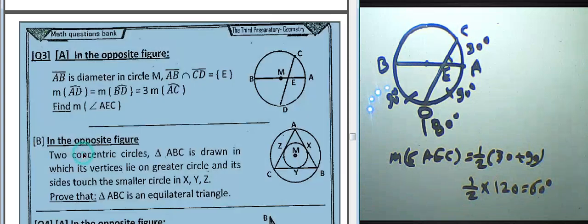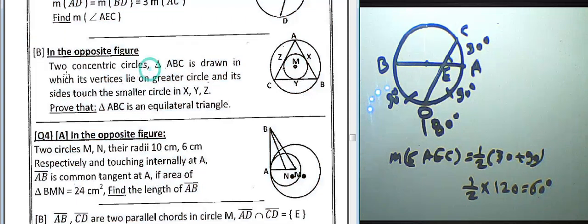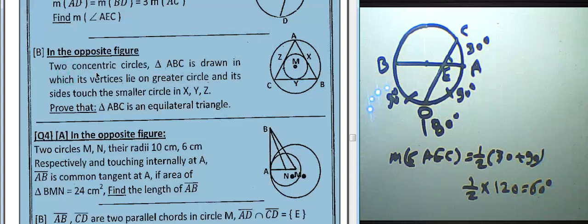Question letter B: in the opposite figure, two concentric circles. Triangle ABC is drawn in which its vertices lie on the greater circle and its sides touch the smaller circle XYZ. Prove that ABC is an equilateral triangle.